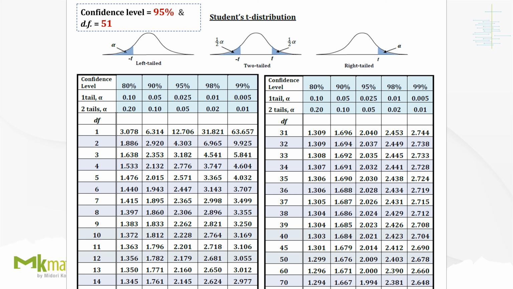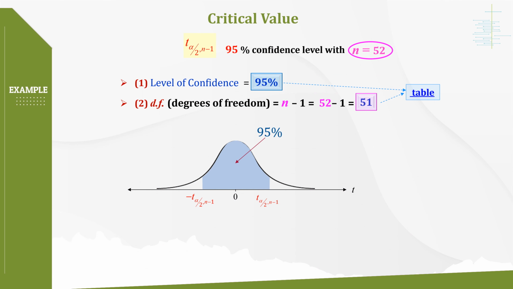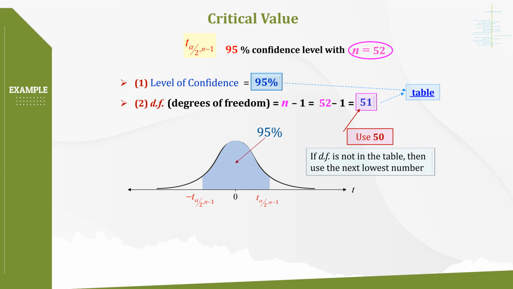First, locate 51 degrees of freedom. However, we cannot find 51. In this situation, use the next lowest number, 50. Then, select 95% confidence level from the top row. The intersection of those is the t-score 2.009. We use the next smaller value 50 as the degrees of freedom since 51 is not in the table.